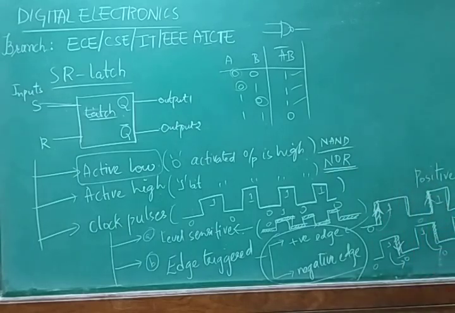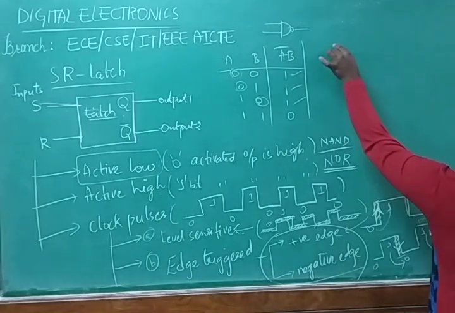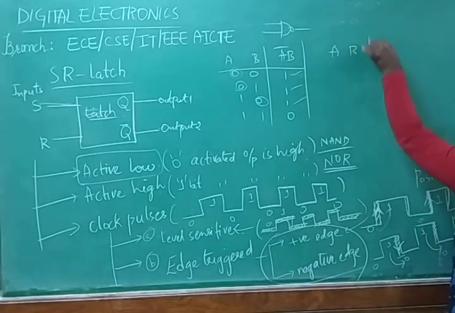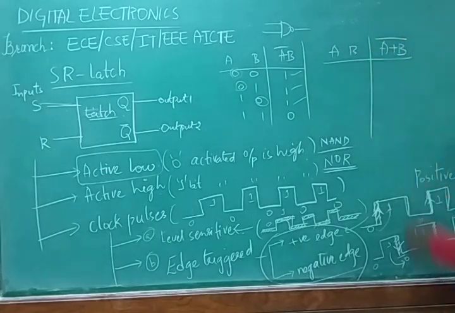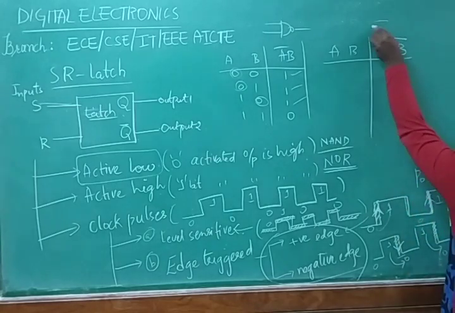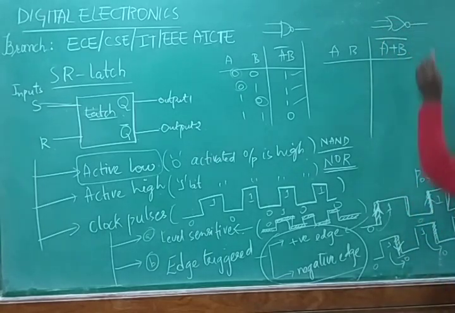Similarly, active high is used for the NOR gate. How are you going to take the NOR gate? The NOR gate can be taken with two inputs. Suppose my two inputs are A and B, and I want to write the output as A plus B complement. That is called NOR. I can write it like this.